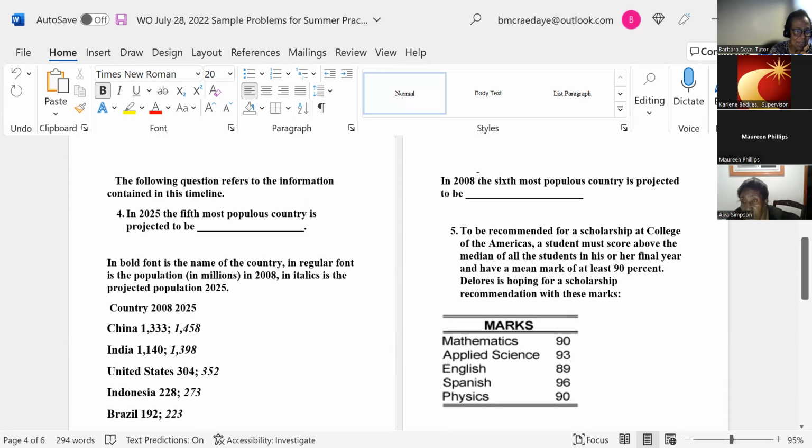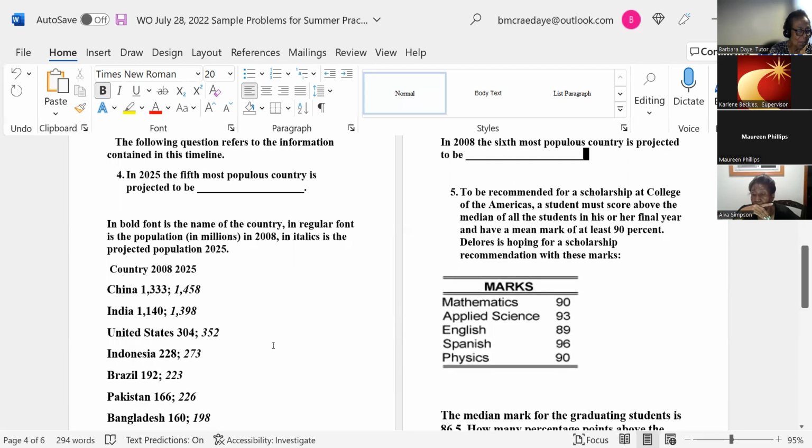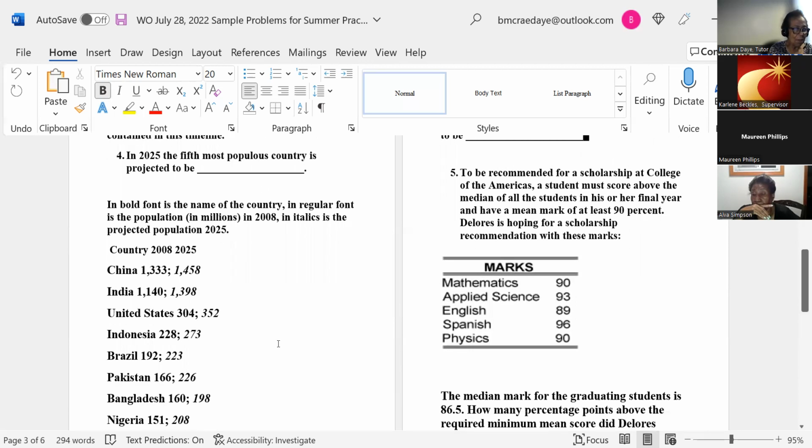You're answering this question. In 2008, the 6th most populous country is projected to be which country? The 6th, number 6. Oh, number 6. Put them in order from the 2008. You're going to carry it back up because you can't see all the names. Okay, there we go. Can you see them now? Yes. So you've got all your countries, you've got all your numbers. Alva, you've got to put them in order. Oh, they're going to be Brazil.